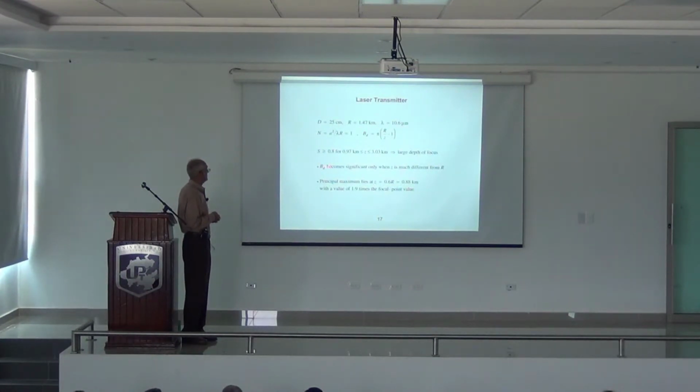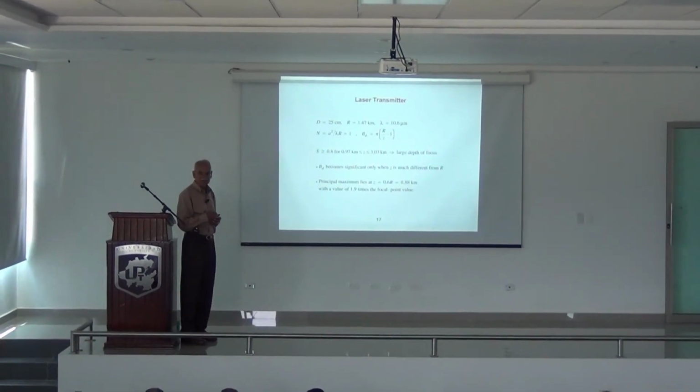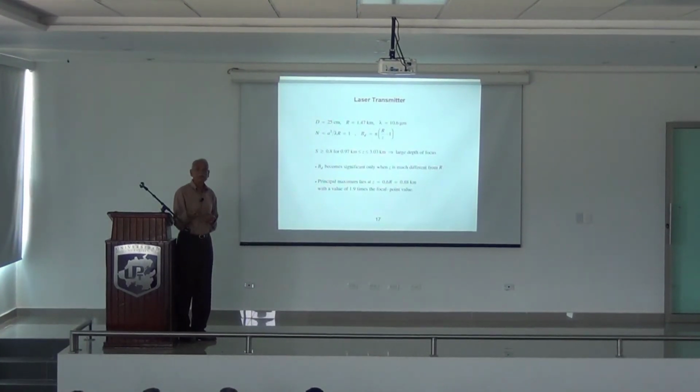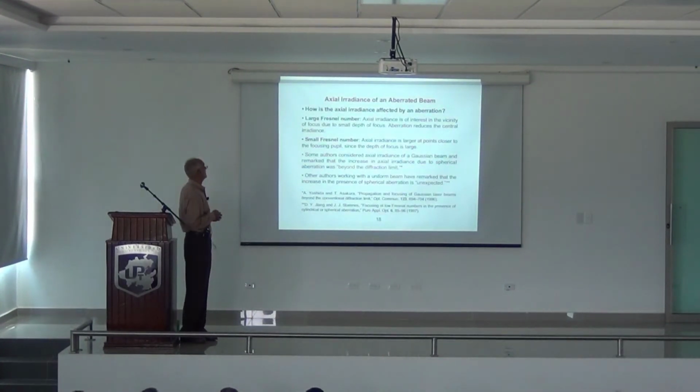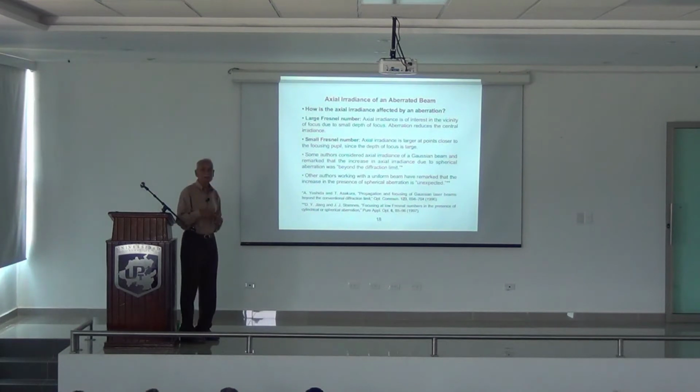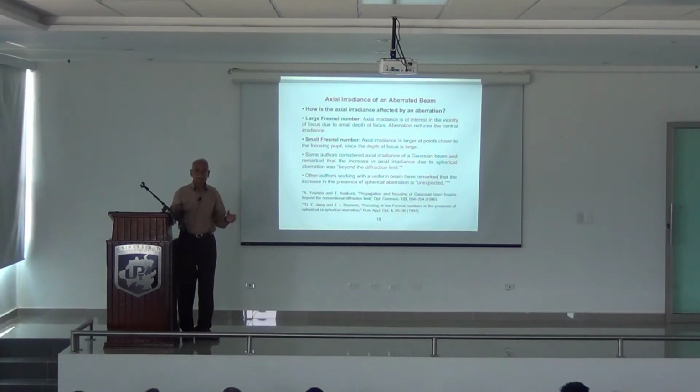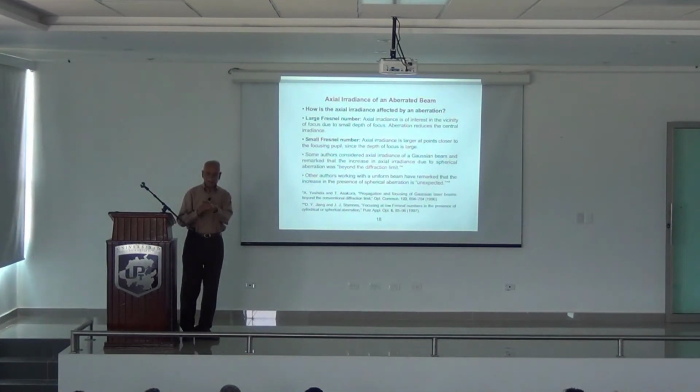V sub d becomes significant only when z is much different from r. Principal maximum lies at 0.6 r, which is about 0.88 kilometers, with a value of 1.9 times the focus. Okay so far? I still have time, right?